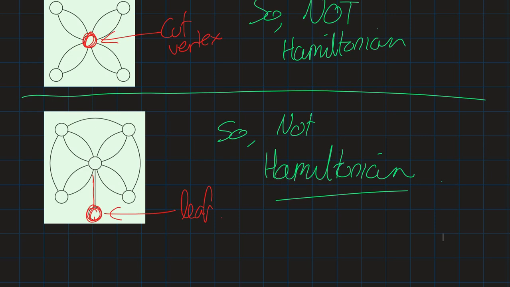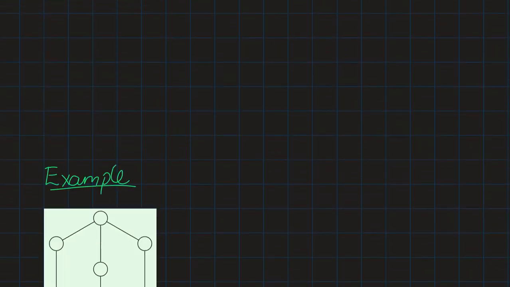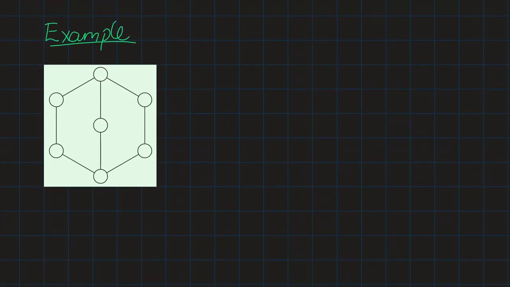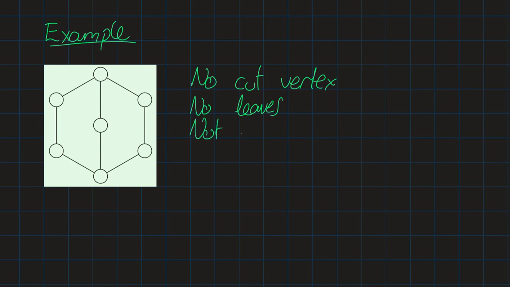I want to emphasize that this theorem is not a complete classification of Hamiltonian graphs. Okay, so if we look at this next example right here, you notice that there is no cut vertex, no leaves, and it is not bipartite. Like you can test these things yourself and see, it is not bipartite. You could colour red, blank, red, blank, red, blank, but then this middle one, what colour do you colour it? You're in trouble.